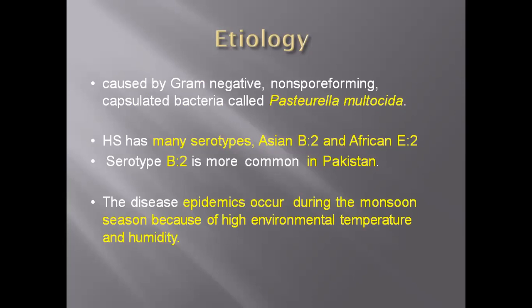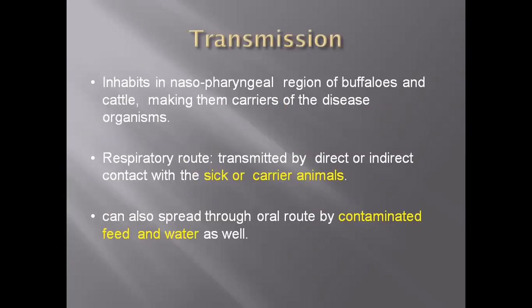The disease epidemics occur during monsoon season. As you know, in Pakistan during the months of July and August, we have rainy season that we call monsoon. And during monsoon, there is high environmental temperature and humidity, which results in stress among animals. Because of those stressful conditions, this bacteria multiplies and causes disease.